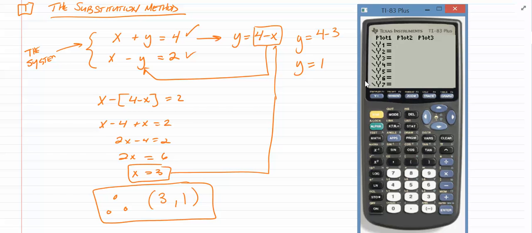So on these graphing calculators, notice that you can only plug in a y equals. So that means that we have to solve each of these in terms of y. We did the first one already. We said y equals 4 minus x. So I'm going to plug that in. 4 minus x. That's easy.